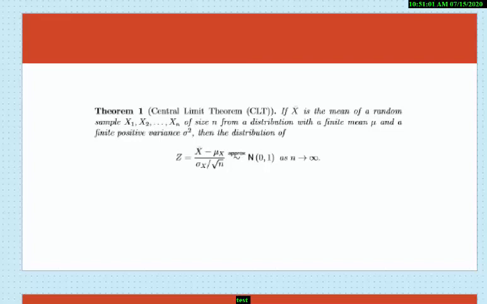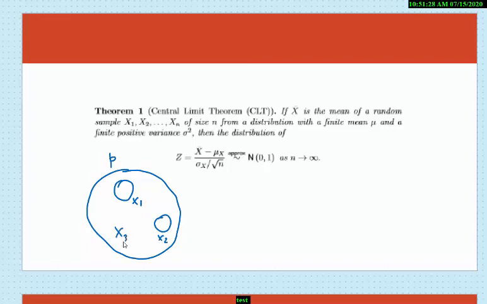Is this clear? No, it's not. I know up front that it's not. Okay, let's see what this thing tells us. Let's try to decipher a little bit what this thing tells us. What it says is basically that if I have a population P right here, and from this population P, I take x1, x2, x3, xn.